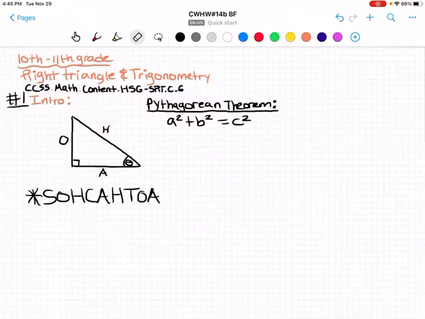Today we're going to learn about a math content, this math content right here, which is about right triangles and trigonometry. So first things first, we need to learn about the image of the right triangle. The 90 degree angle is very important because across from a 90 degree is your H. H is represented as your hypotenuse. So this is the hypotenuse.